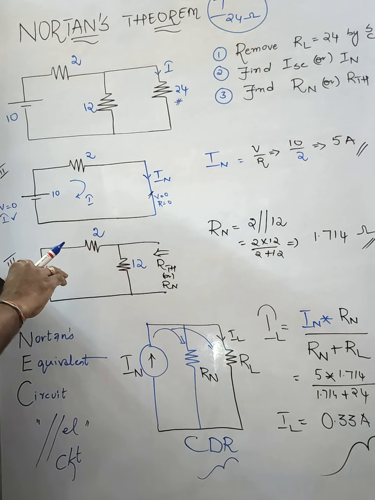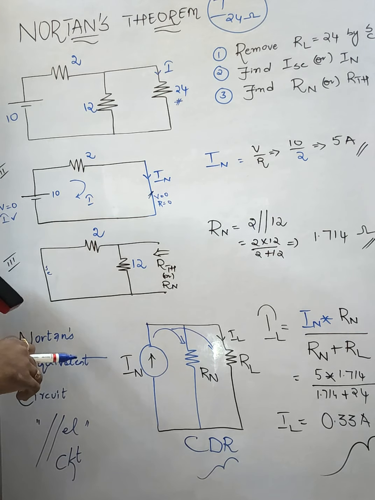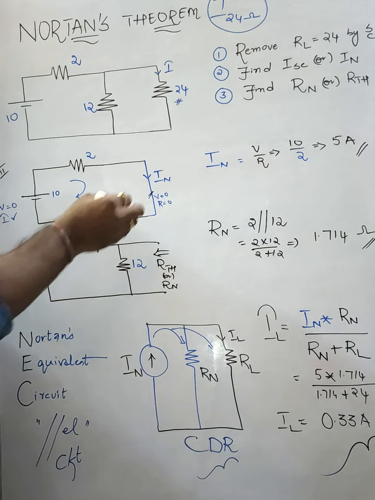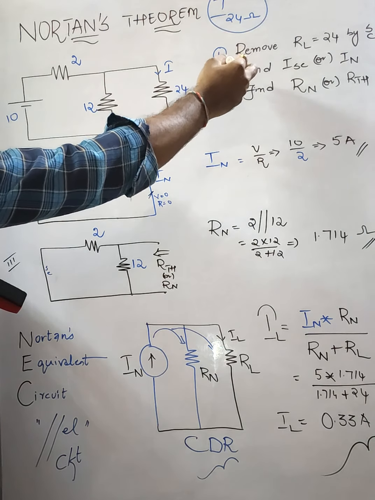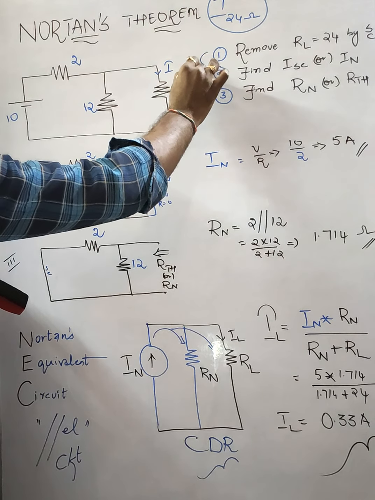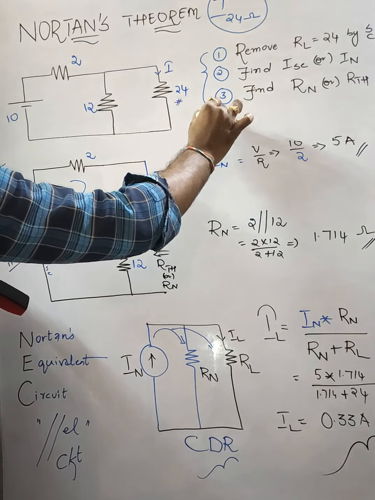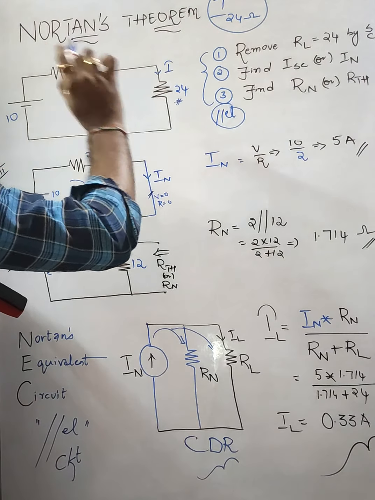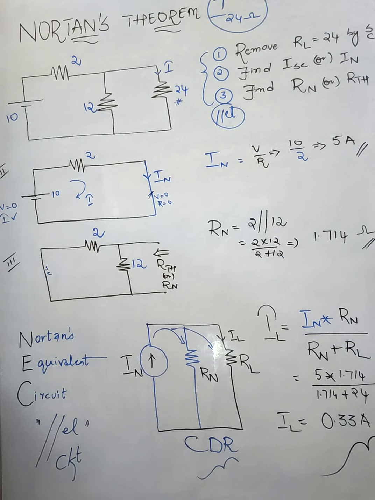Norton's theorem is the dual of Thevenin's. Thevenin's equivalent circuit is a series circuit, whereas Norton's equivalent circuit is a parallel circuit. That's the only variation, which is why this theorem is known as the dual of Thevenin's. Remember the steps: remove the load resistance by short circuiting, find the short circuit current, and third, the resistance. All three are connected in parallel, and then find the current. Those are the only procedural steps to follow.